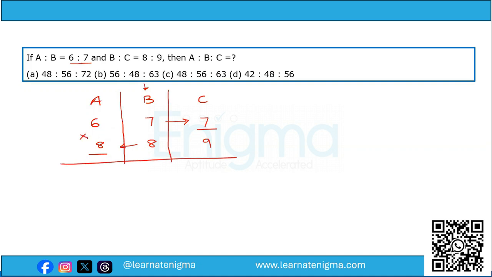So 6 8s are 48, 7 8s are 56, and 7 9s are 63. So that's your final answer. So you can say that option C is your answer.